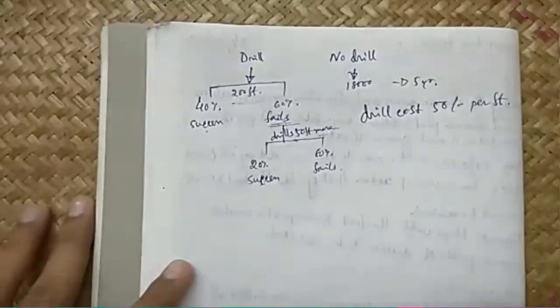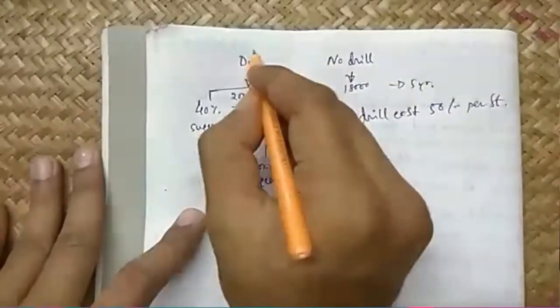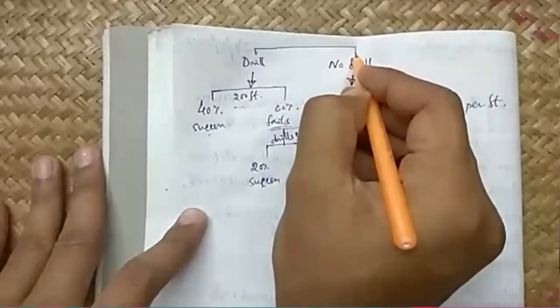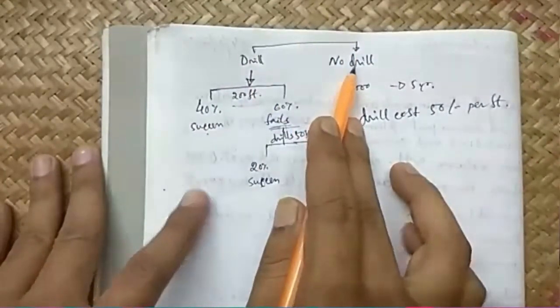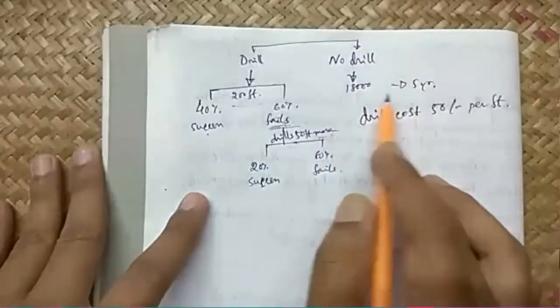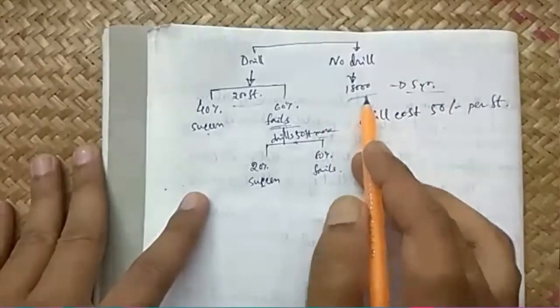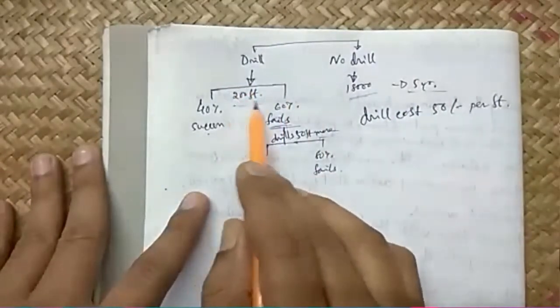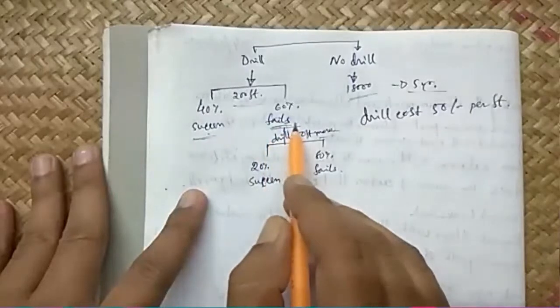Just look at the problem. Those who don't have the book, just look at the problem. You will try to understand. He has to decide from these two decisions, whether to drill or not to drill. If he does not drill, then he has to buy water for 5 years at a total cost of 18,000. If he drills 200 feet, 40% of the people in that village get success, 60% do not get water.